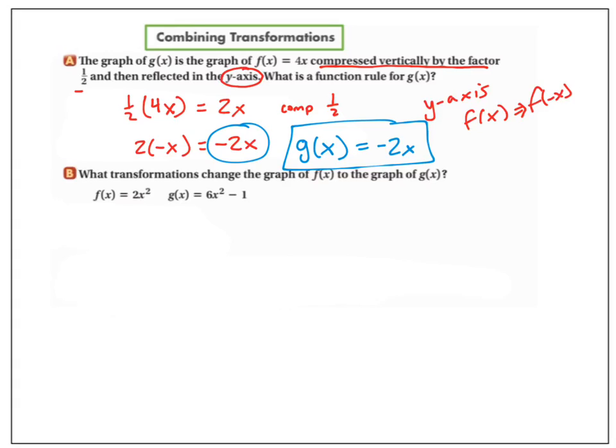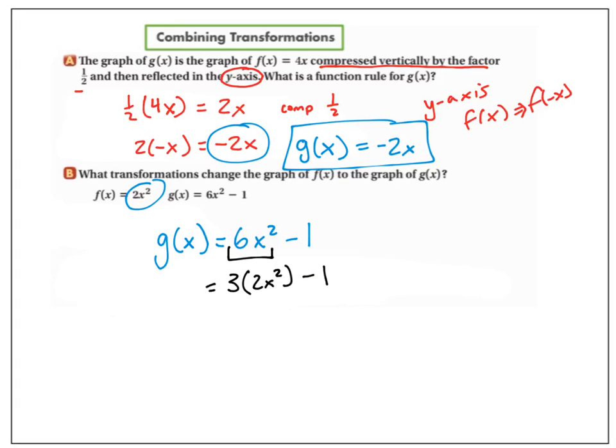Question B then asks, what transformations change the graph of f of x to the graph of g of x? So they want to know, how was this changed? So let's just start by looking at g of x, and then keep in mind what f of x is. Well, f of x is 2x squared. I can turn this back into 2x squared if I factor out a 3. Well, now if I put this back into function notation, I've got 3 times f of x minus 1.